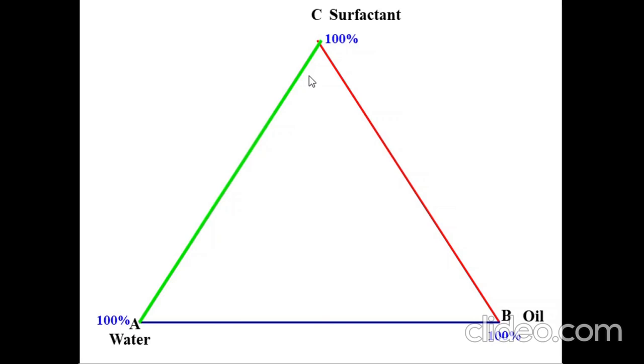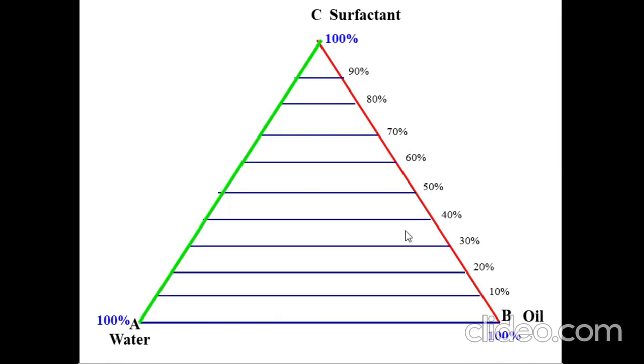If we start drawing the lines with reduction by 10%, we will get the diagram something like this. So this line represents 90% of surfactant. This line represents 80% of surfactant, 70%, 60%, 50%, 40, 30, 20, 10%, and as I said, this line represents 0% of surfactant.